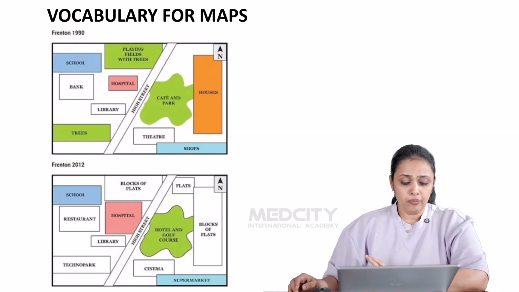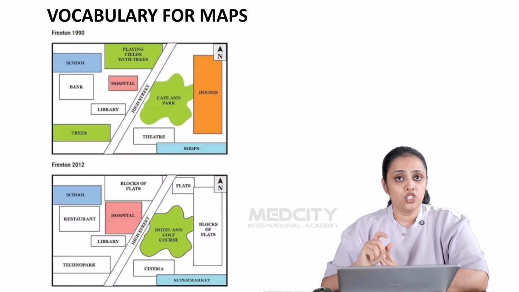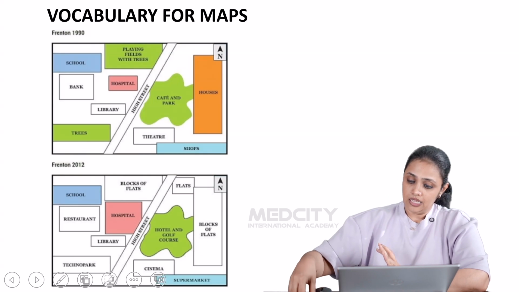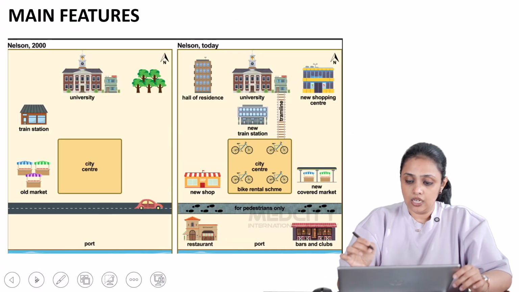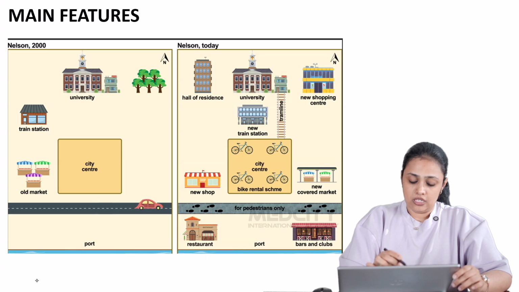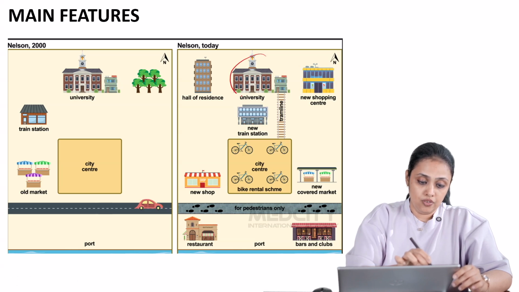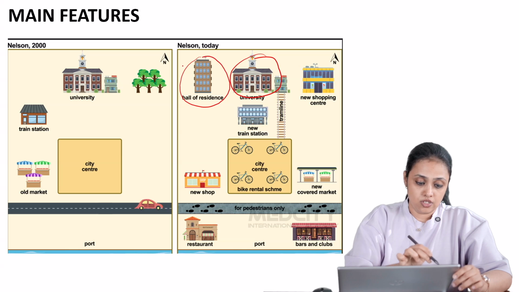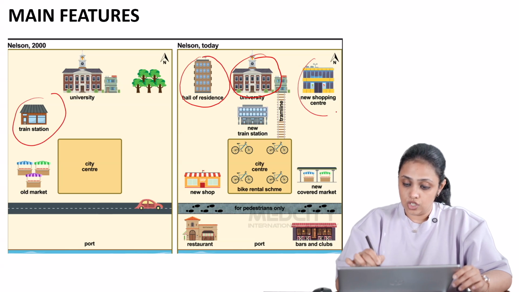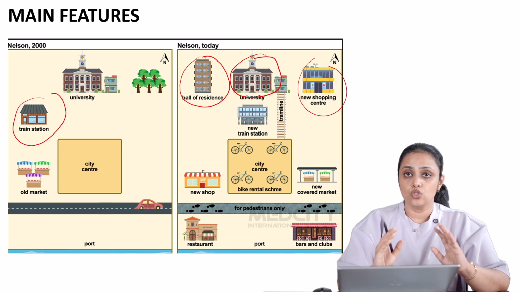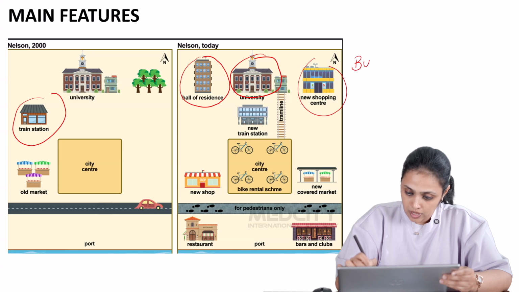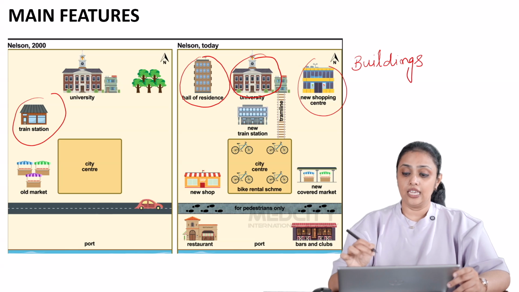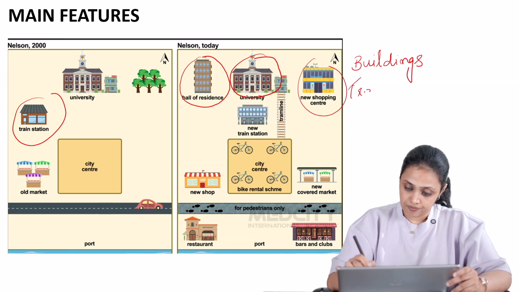Before getting on to the vocabulary, we need to identify the main features that you will come across in a map. Some of the main features that can be seen in a map are, one, buildings. For instance, if you see on the screen this university, hall of residence, train station, new shopping centers, all these are buildings. So buildings is one category.